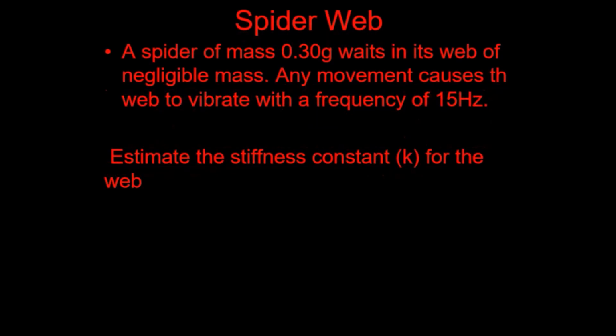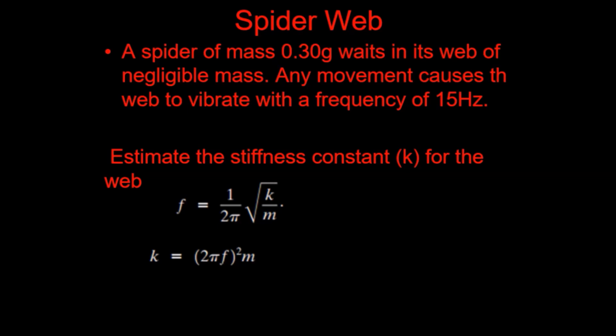Now, we know that T is equal to 2 pi root m over k if we're looking at a situation like a spring. If we assume that the spider's web behaves as a spring, then we can take the inverse of the period, giving us the frequency of 1 over 2 pi root k over m. We want k, so let's rearrange and get k is equal to (2 pi f) squared times m.